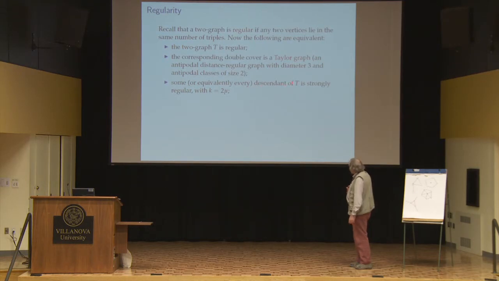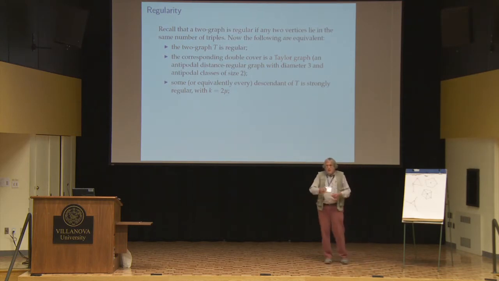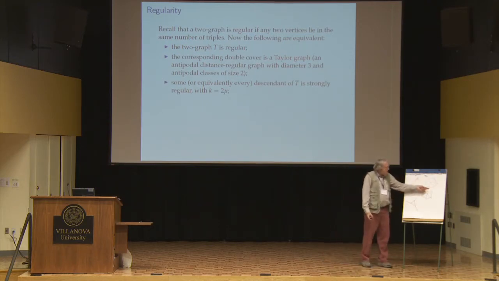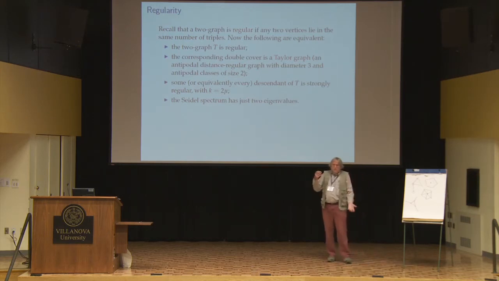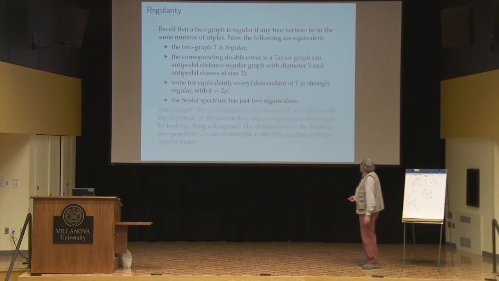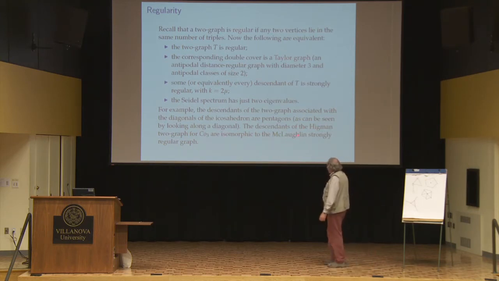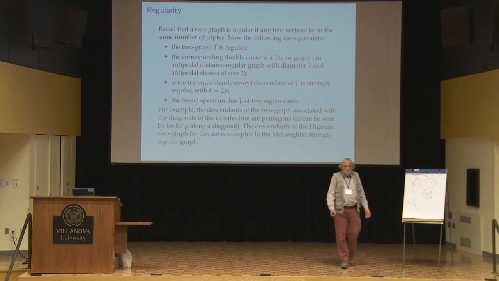Some, or equivalently every, descendant of T is strongly regular with k equal to 2 mu. These are the strongly regular graph parameters. k is the valency, mu is the number of common neighbors of two non-adjacent points. So the pentagon is a strongly regular graph, valency 2, two non-adjacent points have one common neighbor, so mu is 1, so that works. And the Seidel spectrum contains just two distinct eigenvalues, a positive and a negative eigenvalue. So those are the regular two graphs. If you take the icosahedron two graph, the descendants are pentagons, as I showed you. The descendants of the Higman two graph are the McLaughlin strongly regular graph, the one that McLaughlin used to construct his simple group.